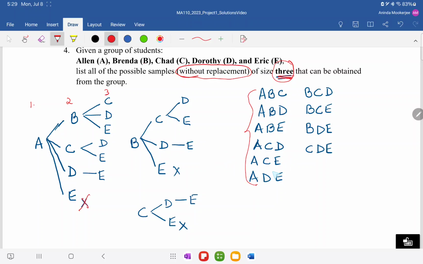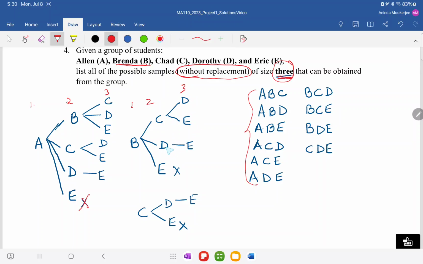And then once you're done with the combinations starting with A, you go to the next one, which is B. So start a tree with B and the names that come after that. So if you select B in the first draw, then in the second draw you can either get a C or a D or an E, and then in the third draw, if you've picked a C and a B in the previous 2 draws, you can only get a D and an E.